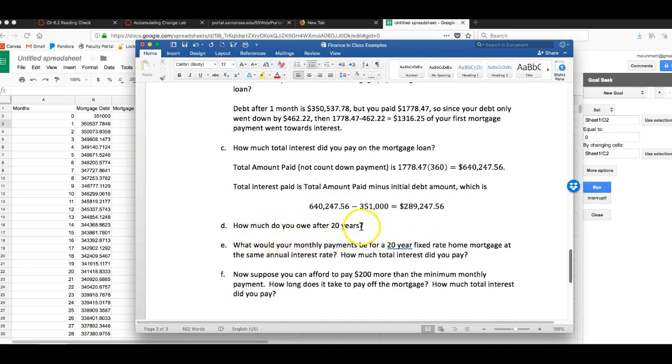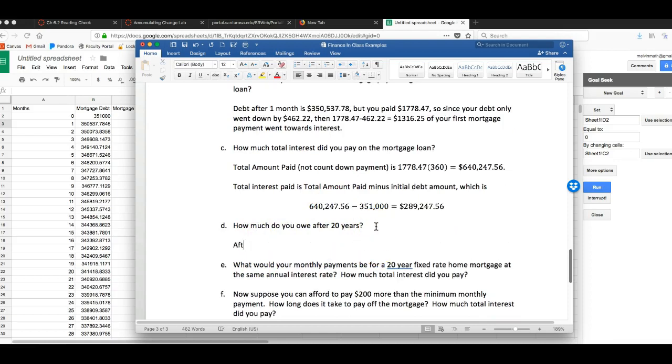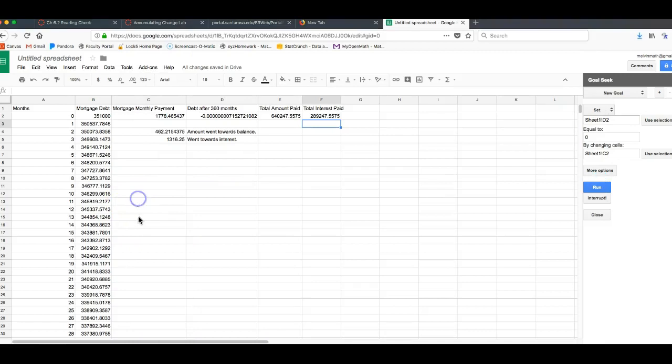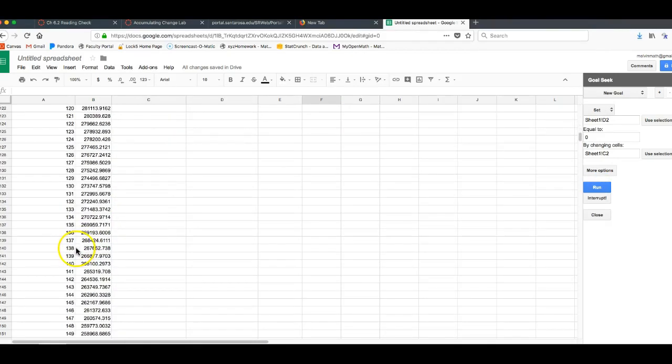All right, how much do you owe after 20 years? So I'll write after 20 times 12, which is 240 months, you would owe, and here we don't actually need to do any calculations. We have the spreadsheet. I just need to go over here and go down to month 240. There it is right here. This is what you owe after 20 years. This is only paying your minimum monthly payment. So you would owe about $171,000.